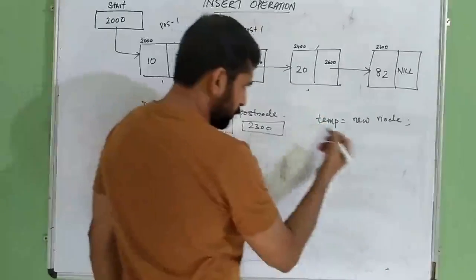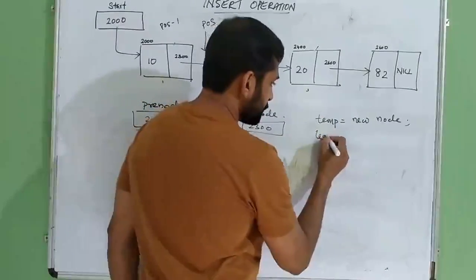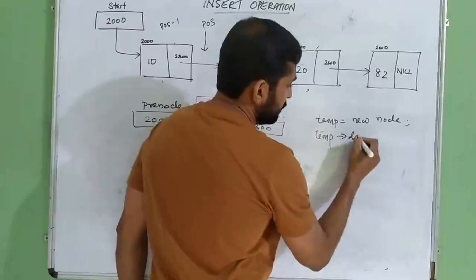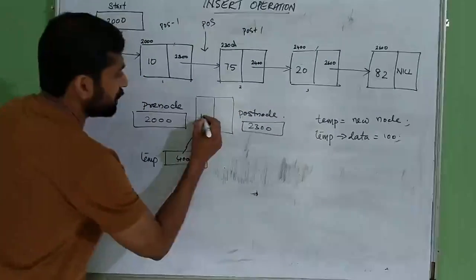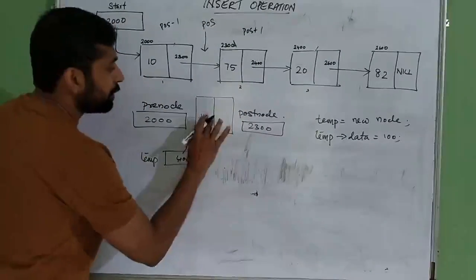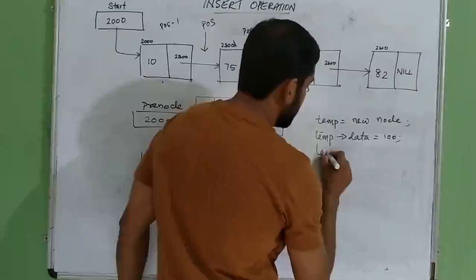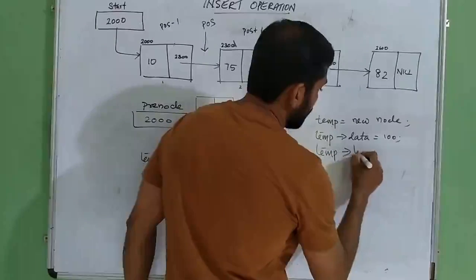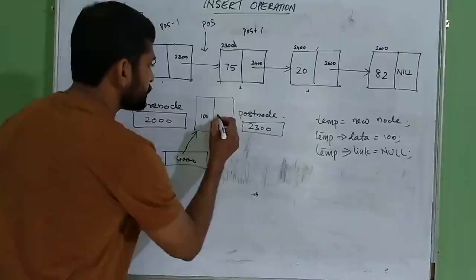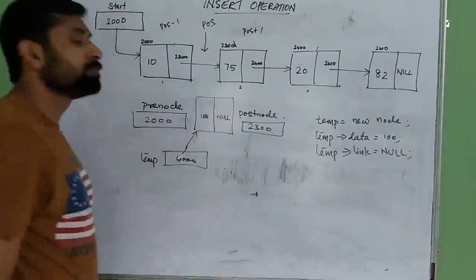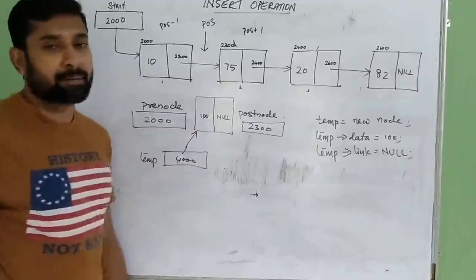Now we want to insert data, temp arrow data equal to 100. That value is inserted. So this contains 100. Now temp arrow link equal to null. Let it be null. So a new node is created.